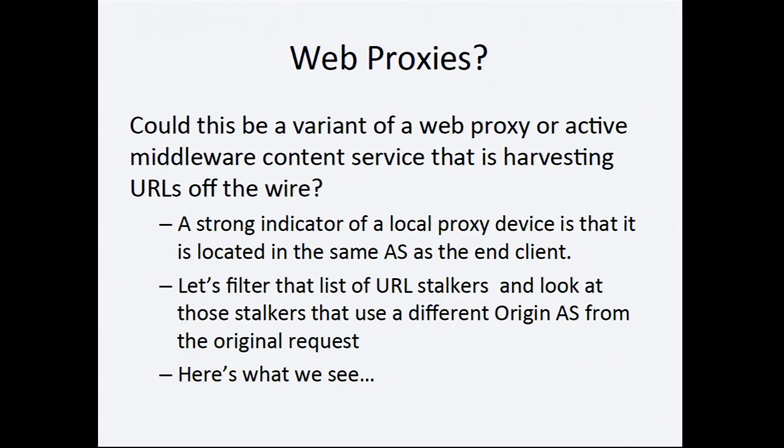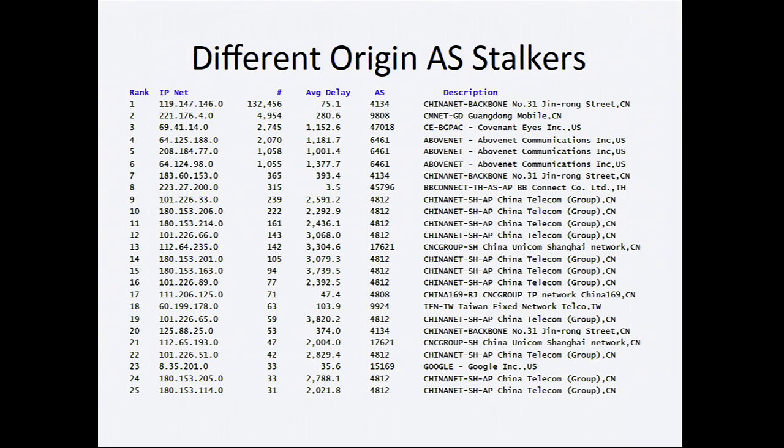Yeah, right. Could this be web proxies? Could you be going through something that's actually doing the URL harvesting as it goes through the firewall, whatever? So a strong indicator of that is it's in the same AS as me. So I can look through that same set of data and filter it out going, when the stalker and the victim are in the same AS, let's just throw them out and see what's left. Well, the Department of Workplace Relations is thrown out, maybe they're relieved about this, and up comes AbovNet. Interesting. And a whole lot of Chinese networks are now doing that in that top list.